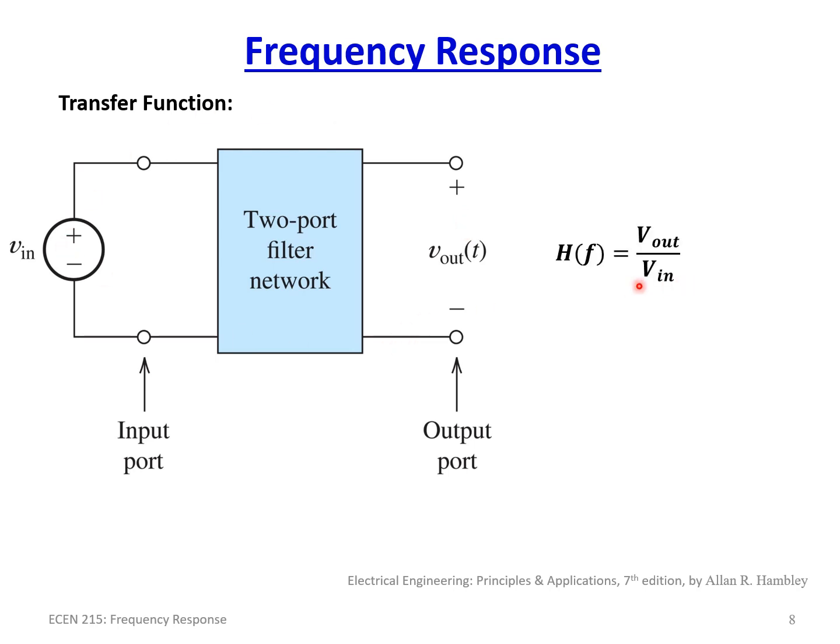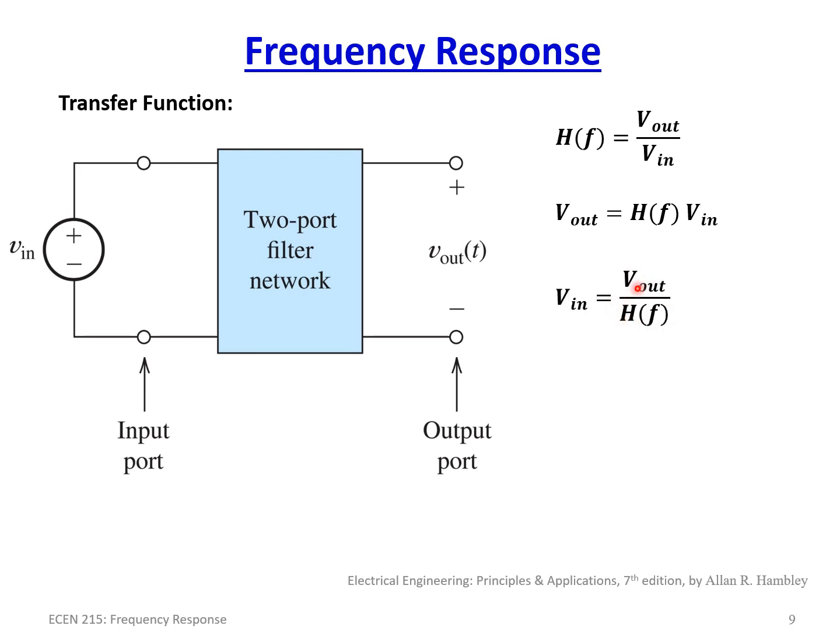So we label that H of F, with F being the frequency, and it's simply V out over V in. So conceptually, if you know H of F, you can determine V out by simply multiplying V in times H of F. And inversely, if you happen to know the output, you can also determine the input by just reversing the math: V out divided by the transfer function gives us V in. So simply knowing the transfer function allows us to know the behavior on both sides of the network, the input and the output.